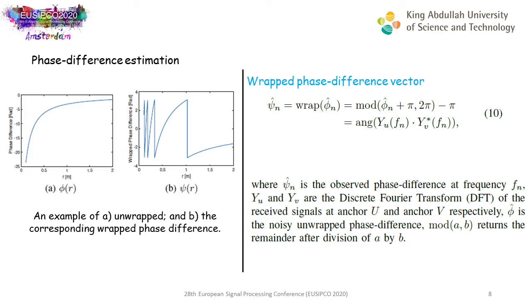Now we will explain the localization algorithm. The first step is phase difference estimation. In practice, the path difference, which is the unwrapped phase difference, cannot be obtained because of phase ambiguity. The observed phase difference vector from the 2 anchors is wrapped into minus pi and pi. One example is shown on the left figure where the unwrapped phase is rounded into several segments. However, we can use multiple frequencies to solve this issue.